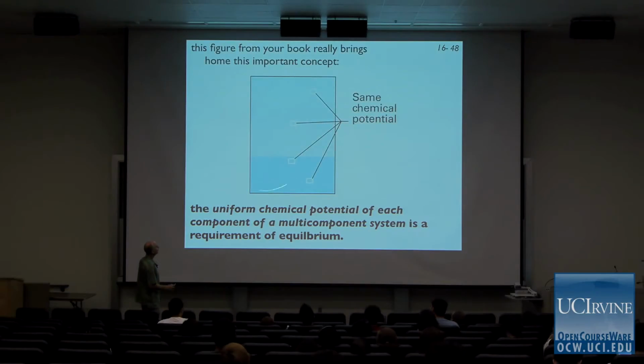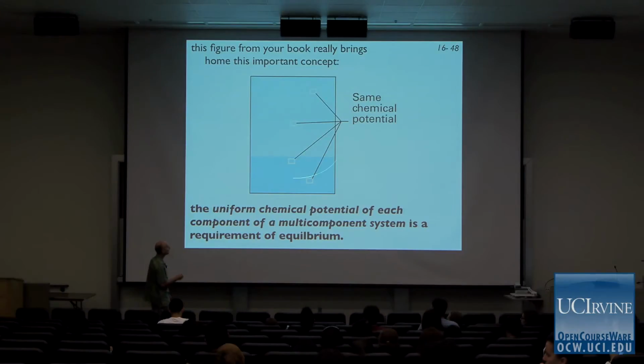So your book shows this diagram. This is meant to represent two phases. Let's say ice and water, or liquid water and gaseous water. It turns out that if you're at equilibrium, the chemical potential of water in ice is exactly the same as the chemical potential of the water in liquid water. At equilibrium, that has to be true.